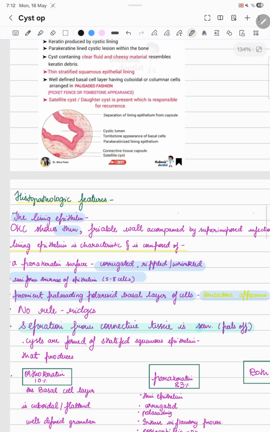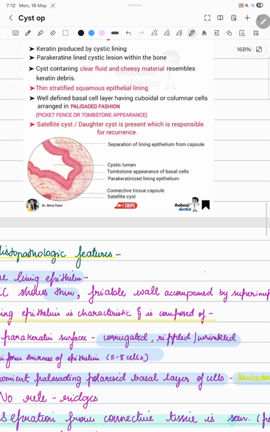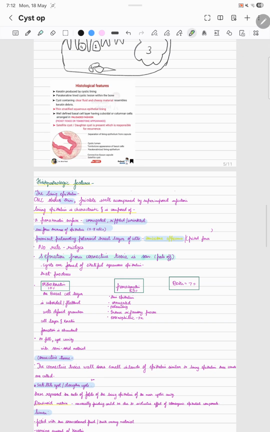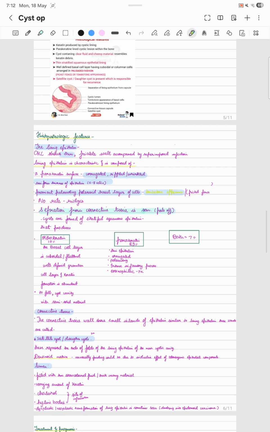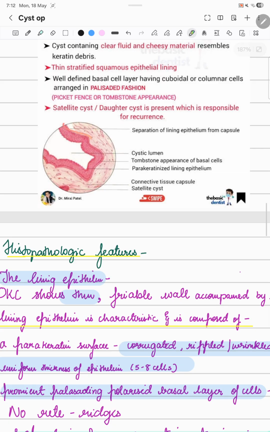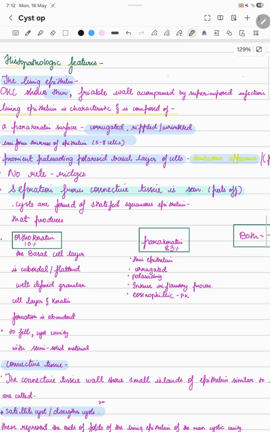So here is the diagram. There is a separating line of epithelium that is separating the connective tissue. Once we discuss the histopathologic features, I will show you the diagram so that you can correlate. Histopathologic feature: the lining epithelium shows thin OKC. This is your lining epithelium, which is thin. Very thin lining epithelium.